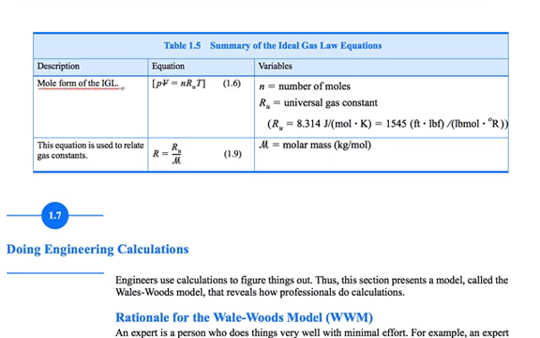When you're using the mole form of the ideal gas law, make sure to use the universal gas constant. Some values are written right here in SI units and in traditional units. Lastly, this equation right here is very useful for relating the universal gas constant to the specific gas constant.